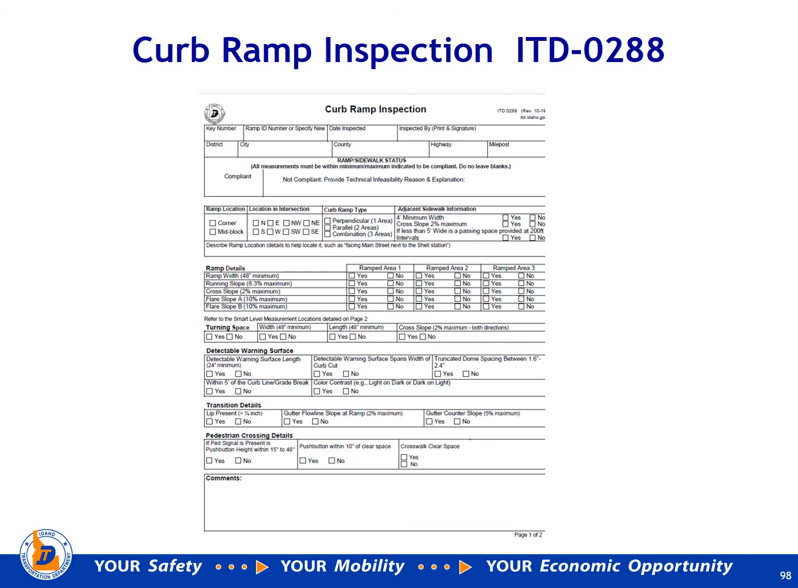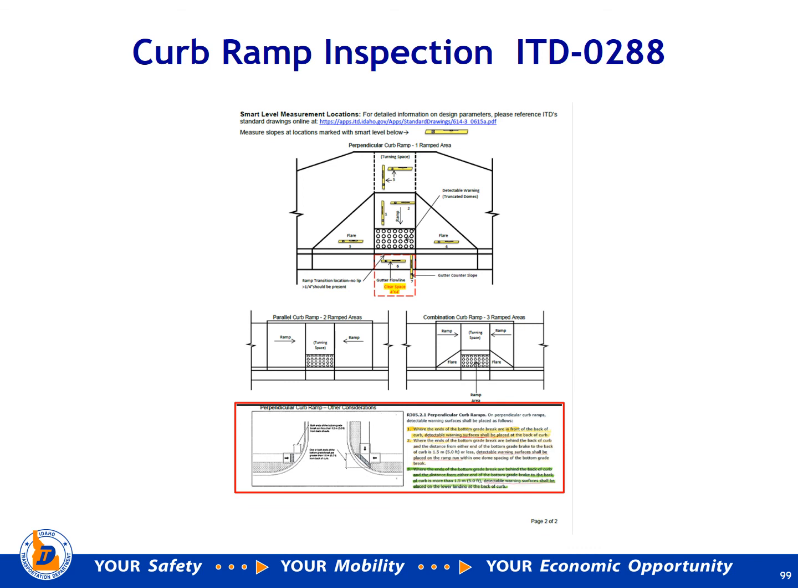On the back side, here is the back side of the inspection form, ITD 0288. And this is a diagram basically showing the placement of your smart level to verify the various different attributes of a curb ramp.